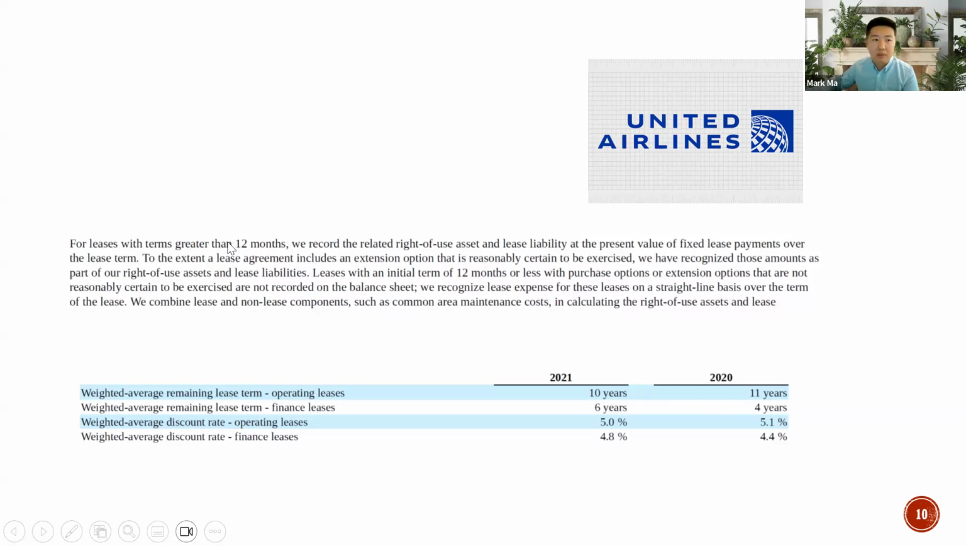We have recognized those amounts as part of our right of use assets and the liability. Previous to this standard, we did not know how they deal with potential extension options. And it also says that we recognize lease expense for those leases on a straight line basis over the term of the lease. So that's a straight line basis. And previous to the lease standard, we also did not know this.